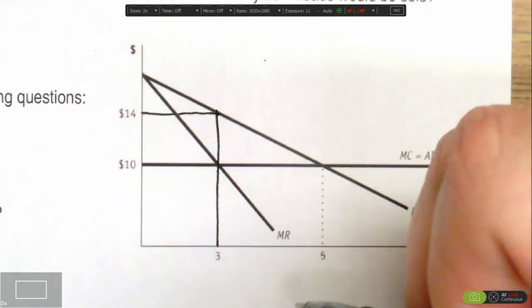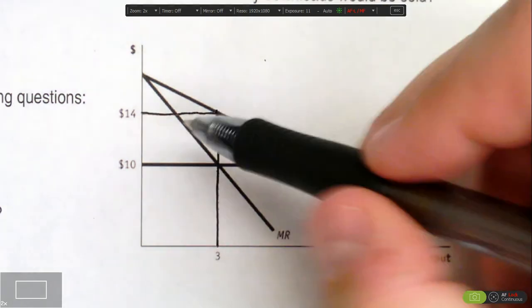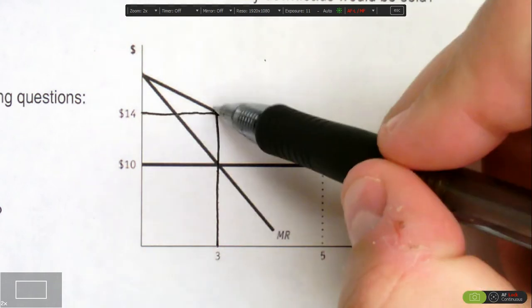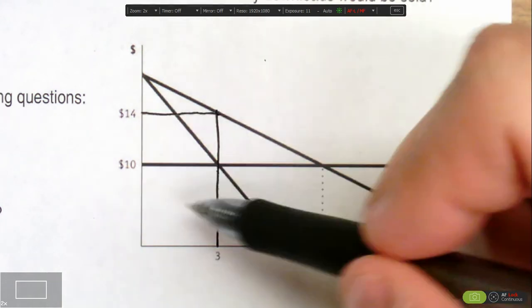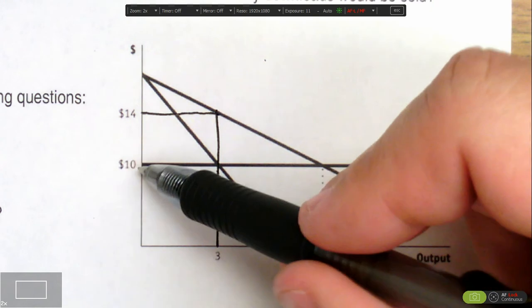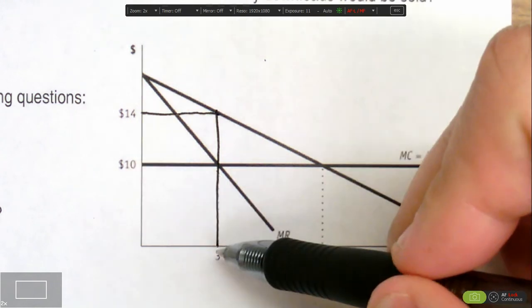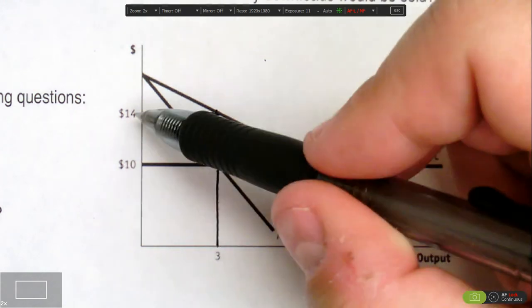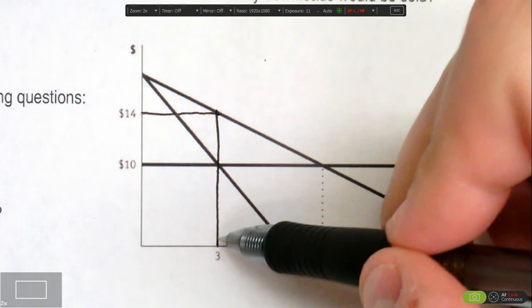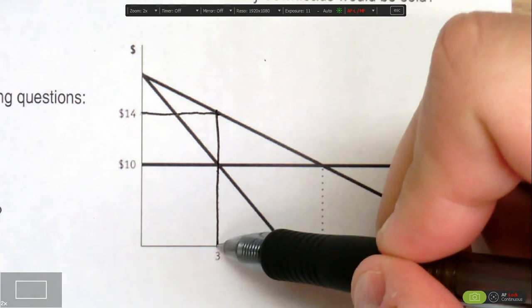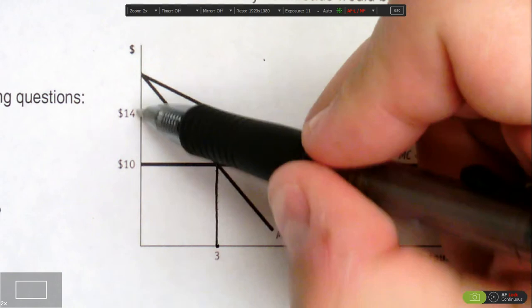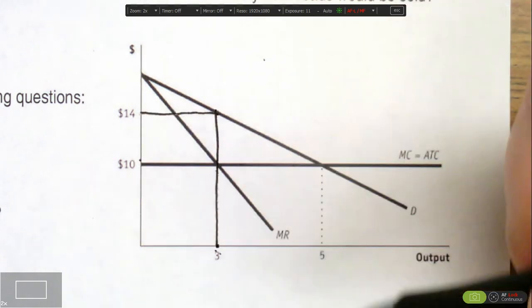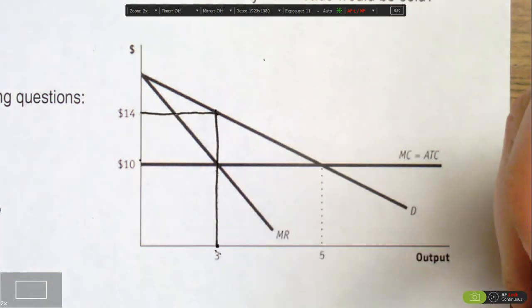Total profit then is the difference between total revenue, $14 times 3 in output, and total cost, which is $10 in average total cost times quantity. We can do it by looking at price minus average total cost and multiplying by the quantity to get the total profit. In this case, that would be $12 because there's $4 in profit per unit times 3 units gives us $12 total in profit.